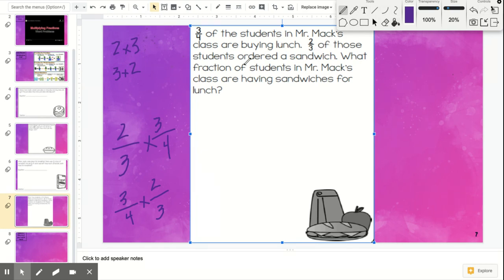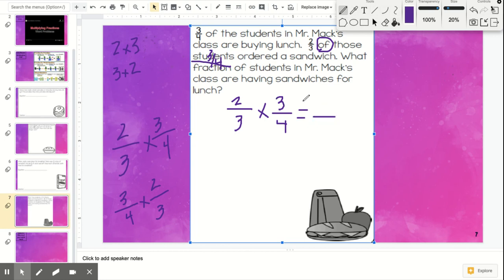Okay, so 2/3 of those students are the 3/4. So 2/3 of, so that means 2/3 times 3/4. So 2/3 of the students that bought their lunch, which was 3/4 of them, ordered a sandwich.